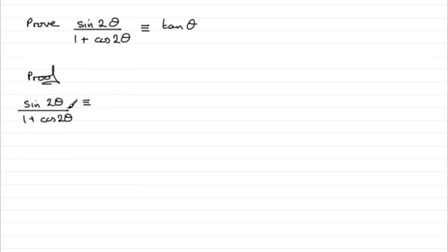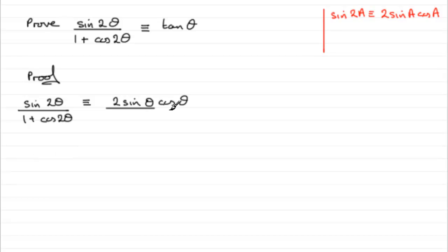Now, what I know is tan theta is sine theta over cos theta, and when it comes to working out the top here, sine 2 theta, we've got to think of the standard identity sine of 2a. Sine 2a, hopefully you remember, is 2 sine a cos a. And you can see that the a is just the theta. So we can change this to 2 sine theta cos theta.